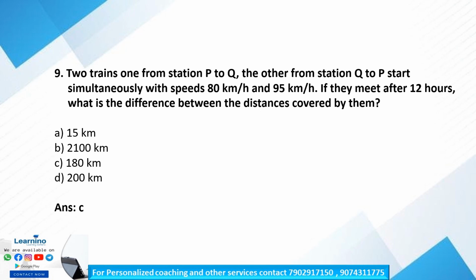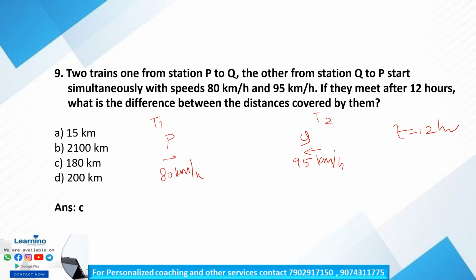Question number 9 is: 2 trains, one from station P to Q, the other from station Q to P, start simultaneously with the speeds of 80 km per hour and 95 km per hour. If they meet after 12 hours, what is the difference between the distances covered by them? So there is train 1 at P and train 2 at Q.